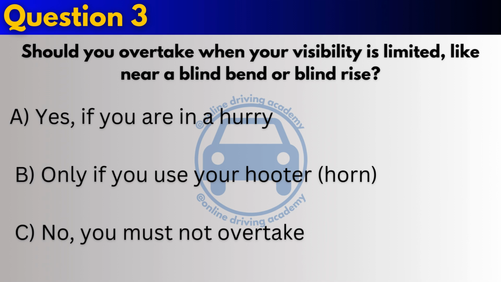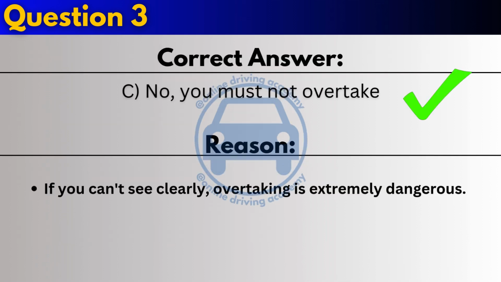Now option A says yes, if you are in a hurry. Now look, if you're in a hurry to go to heaven and meet God, then by all means do so. However, option A is incorrect. Now option B says only if you use a hooter. Now again, that's not going to prevent you from getting into an accident, so option B is incorrect. The only possible correct answer here is going to be option C, no, you must not overtake, because if you can't see clearly, overtaking is extremely dangerous.